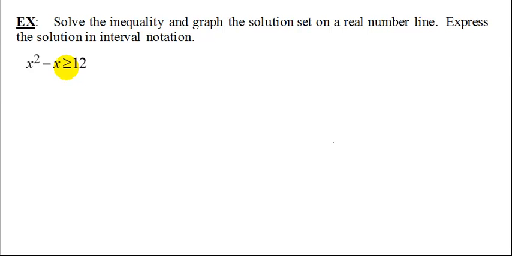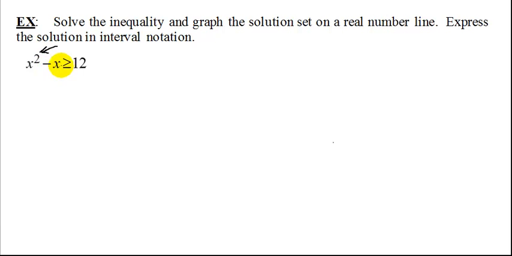Well, what type of inequality is it? If you see, the highest degree on the x is a 2, so it's a quadratic inequality or a polynomial inequality. And the way we solve those is using the boundary point method. So the first thing I've got to do is find the boundary points for this inequality.